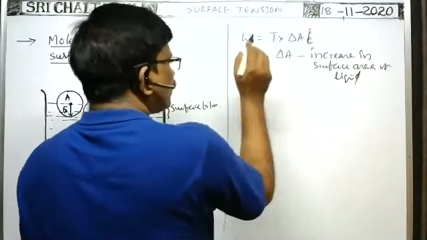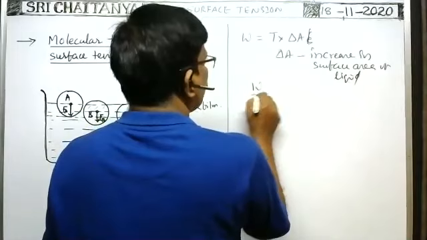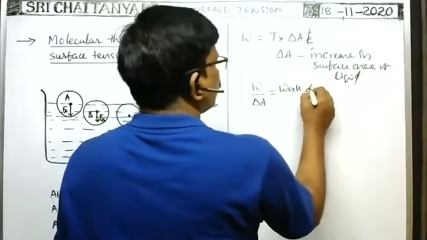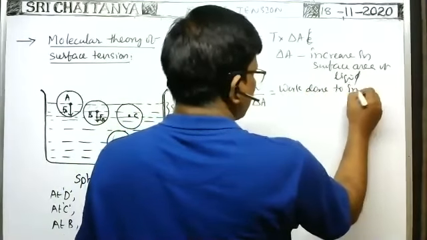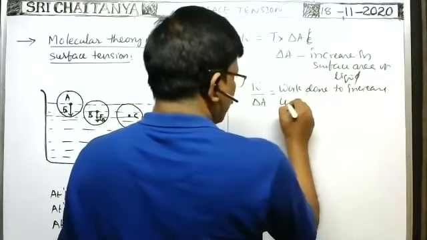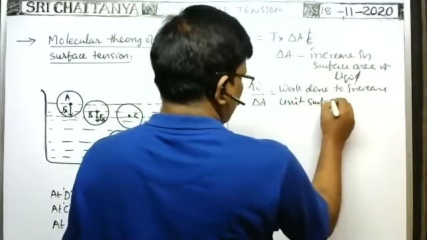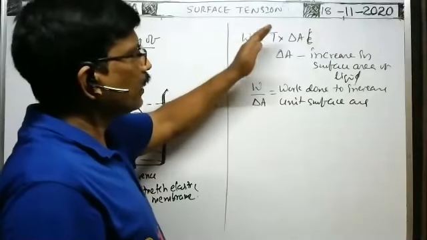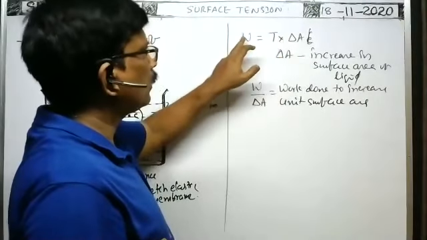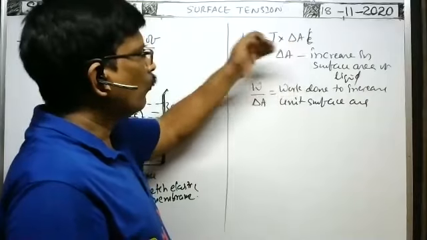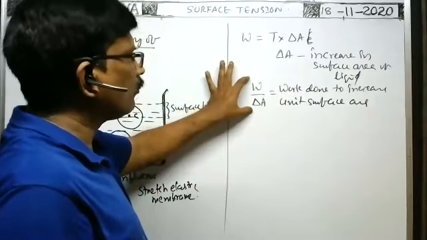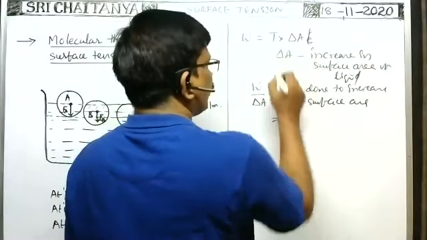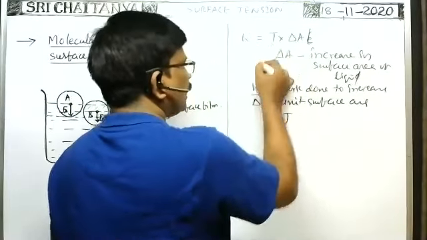Work done to increase the unit surface area of the liquid means this one. The amount of work done to increase the surface area of the liquid by delta A is W equal to T into delta A. Work done to increase the unit surface area of the liquid means W by delta A, and that is numerically equal to surface tension.